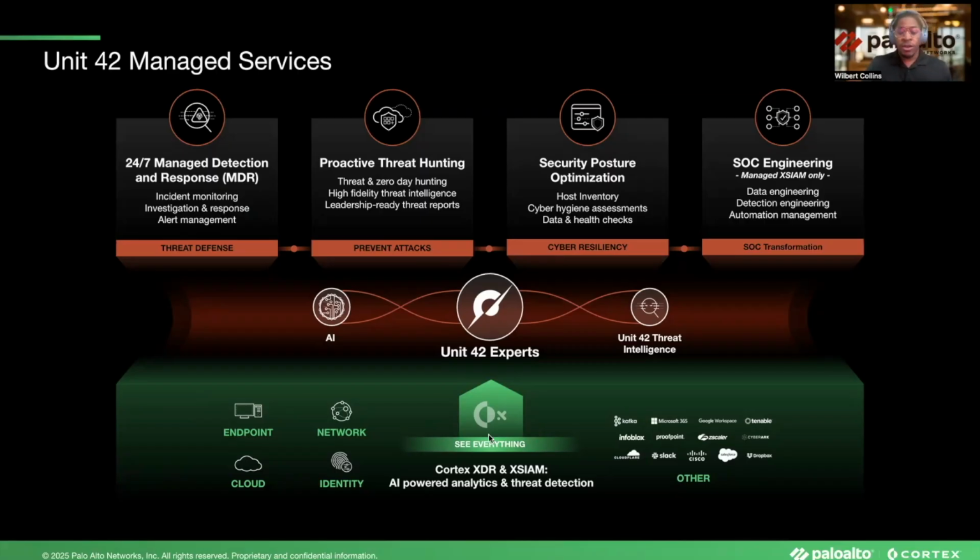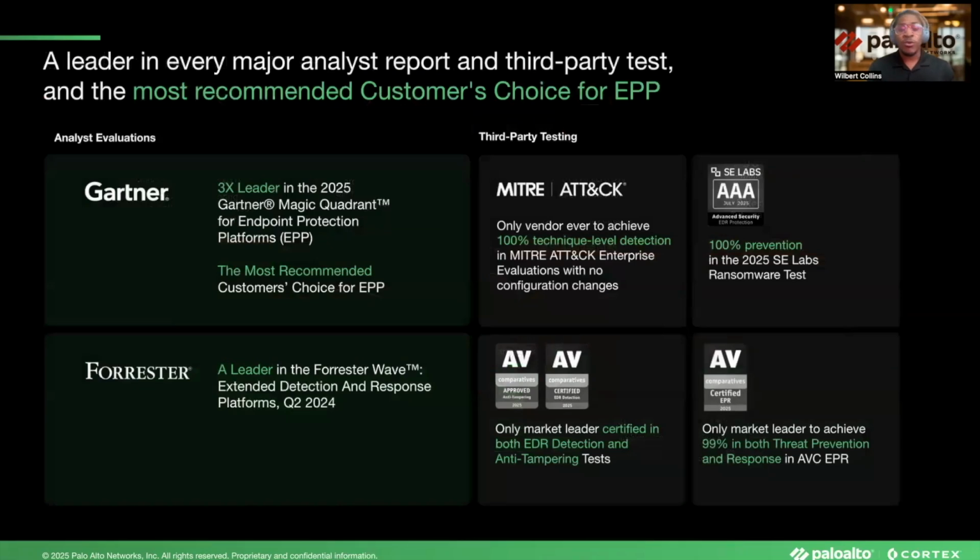And last but not least, before we move into the demo portion, I just wanted to give just some context into how we compare in the industry. So Gartner, we're a three-time leader in 2025 Magic Quadrant when it comes down to endpoint protection platform, as well as MITRE ATT&CK. We have 100% technique level detection in MITRE. And we are the only market leader to achieve 99% in both threat prevention and response in AV-Comparatives EPR.